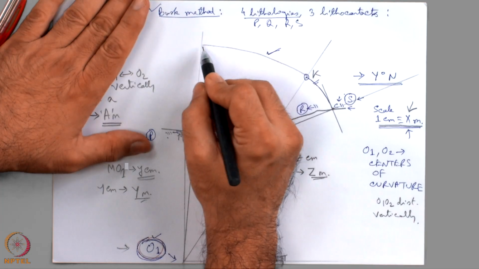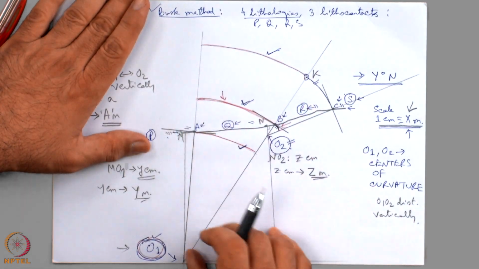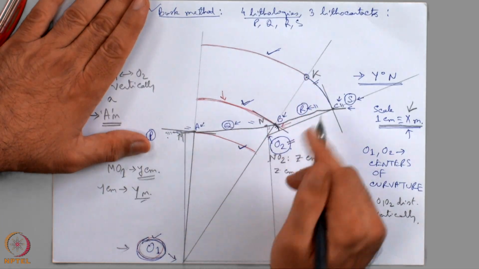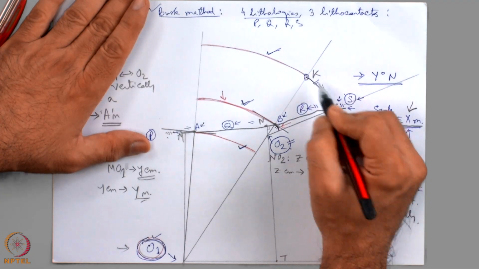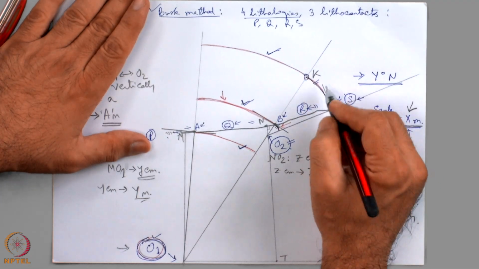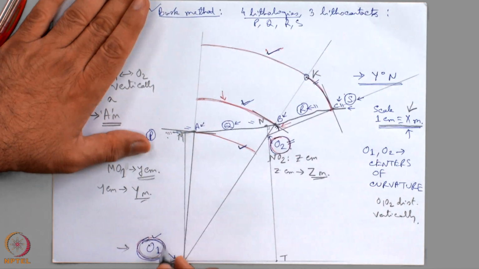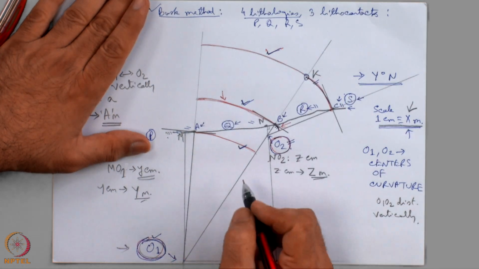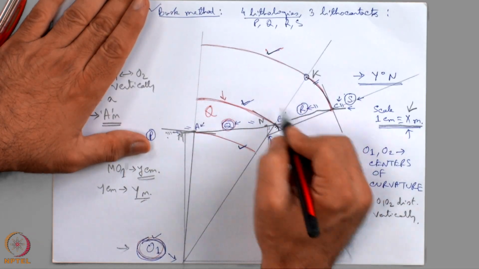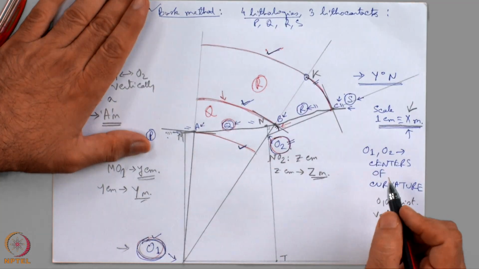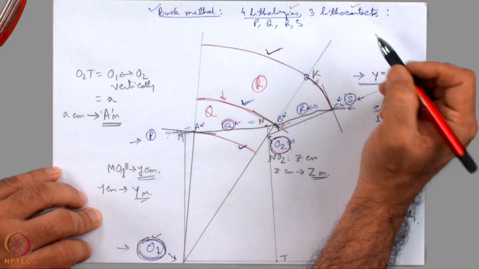Okay. And next I will draw this here. This I drew by hand because my compass could not take care of such a big radius. Okay. And then from K to this arc, KC is related to the center O2, whereas this arc is related to the center O1. So, how has the folded lithology been plotted? Lithology Q, which is folded, and lithology R, which is folded, have been demonstrated. We have done 4 lithologies and 3 lithocontacts.